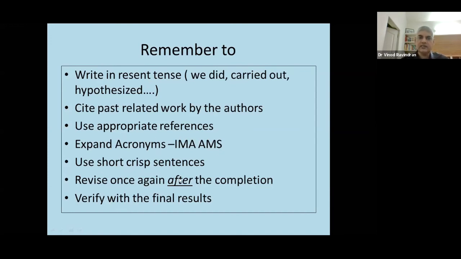And always use short, quick sentences. Avoid using "and" to keep on extending the sentences. It is not necessary. And whatever shape your introduction has taken, you must revise it again thoroughly after you have completed the whole manuscript. You have to verify whether the final results in the result section, primary and secondary analysis, and your discussion of those results actually tally with what you set out to do in the introduction.